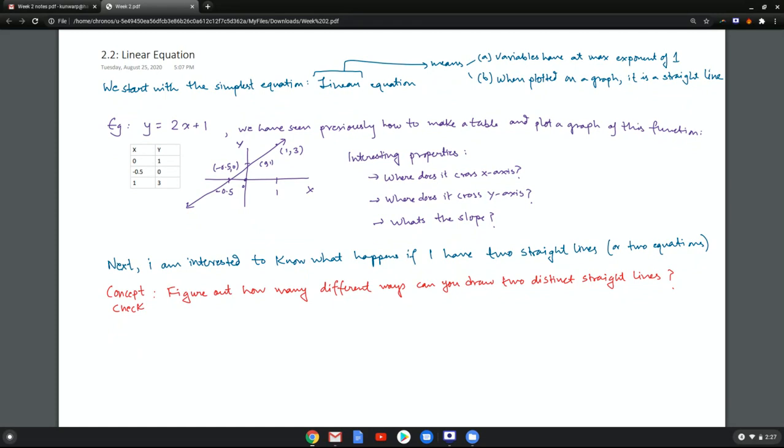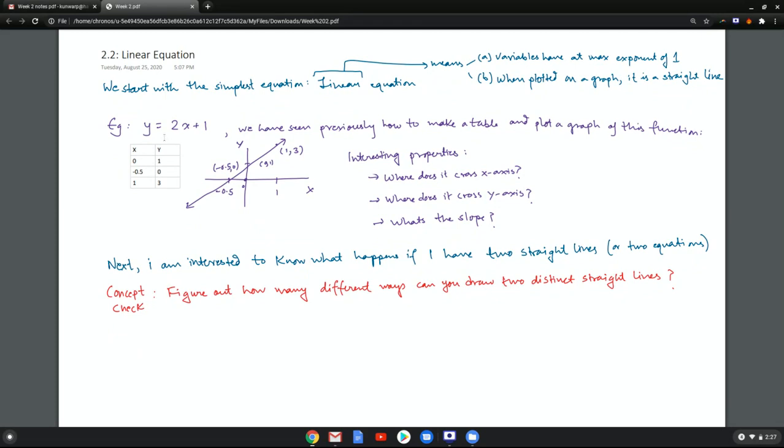Now that's something I want you to keep in mind. Whenever you are working with a linear equation, you want to think of it as a straight line. How that's going to help is when you look at certain properties of the linear equation, it would make sense when you picture them as straight lines.